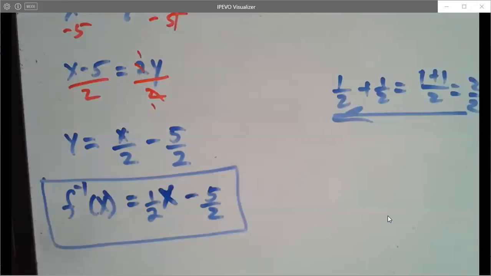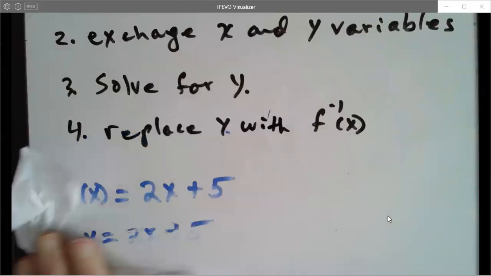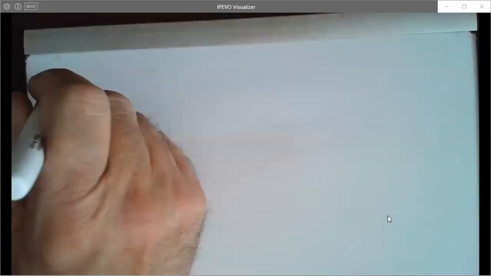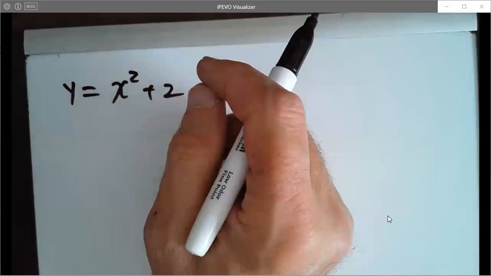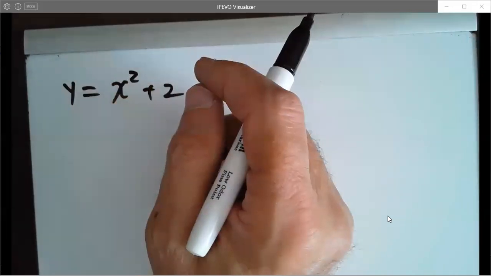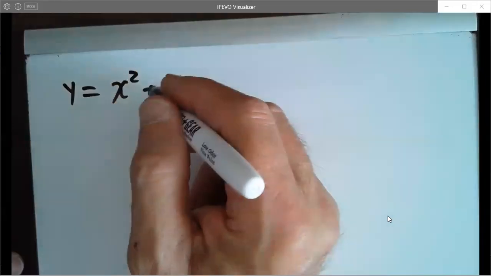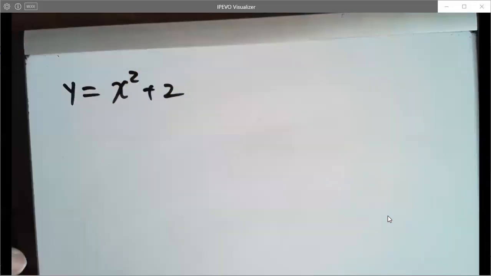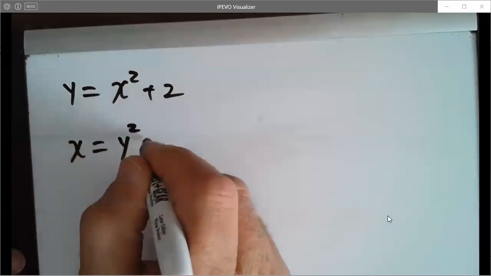All right, so let's try another one. Let's say that we have y equals 2x squared plus 2. And we want to decide whether the equation defines a one-to-one function. So if we were to find the inverse, then the inverse should be a function as well. So we switch x and y. What is y is now x, and what is x is now y. So this becomes x equals 2y squared plus 2.